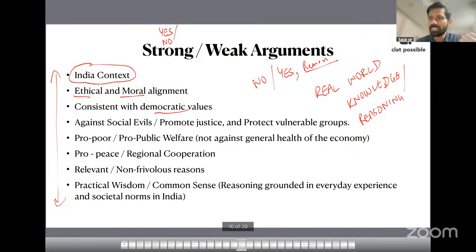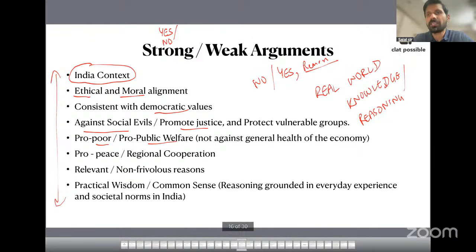तो yes and no पे तो टेस्ट कर रहे हैं और रीजन पे भी टेस्ट कर रहे हैं कि रीजन गुड इनफ है या नहीं, कोई फ्रिवलेस सा रीजन तो नहीं है. The reason has to be good, and yes and no should align with moral, ethical, and these democratic values, right? So again, strong arguments against social evils, promotes justice, protects vulnerable groups, pro-poor, pro-public welfare, not against general health of the economy. Sometimes we have seen arguments जहाँ पर they talk about freebies, right?